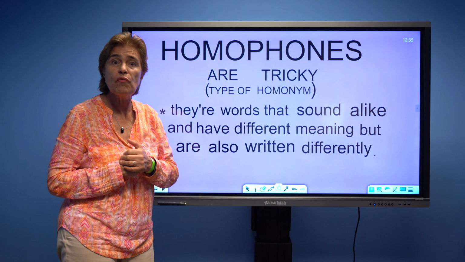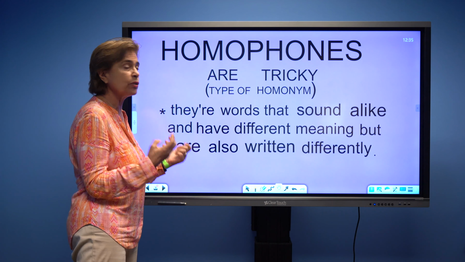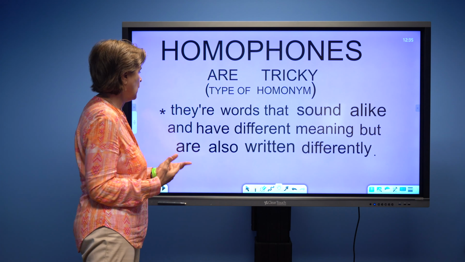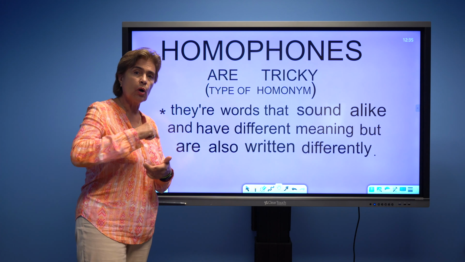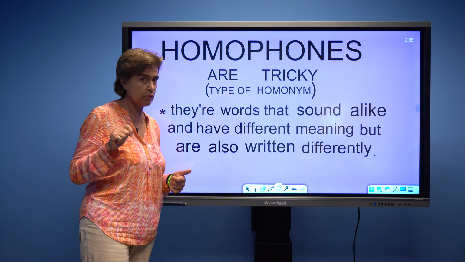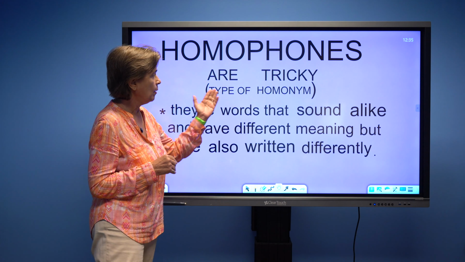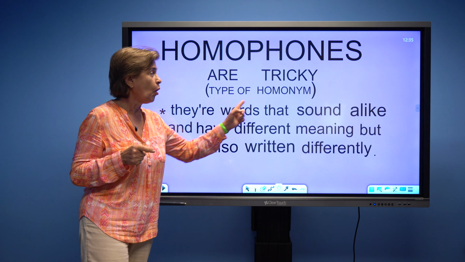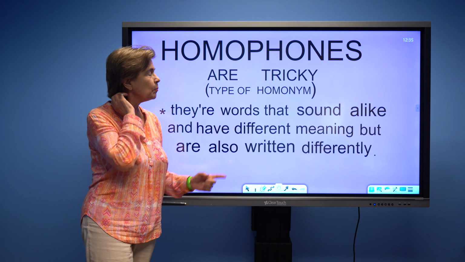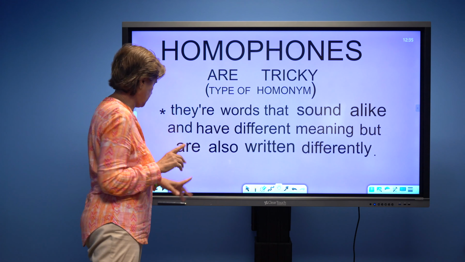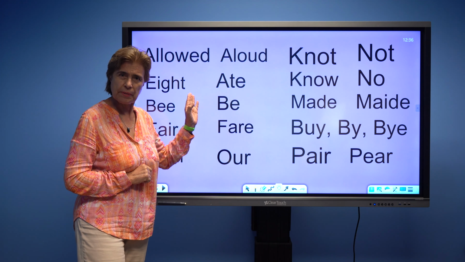First of all, homophones are a little tricky. They are words that sound alike or the same, but have a different meaning, and also are written differently, okay? That's what homophones are. But they are a type of homonyms, and that's where the confusion comes in. But it's okay, we'll get it straight. Here we go.